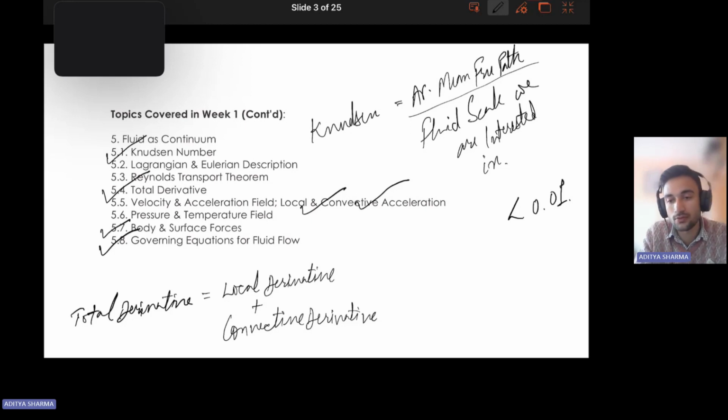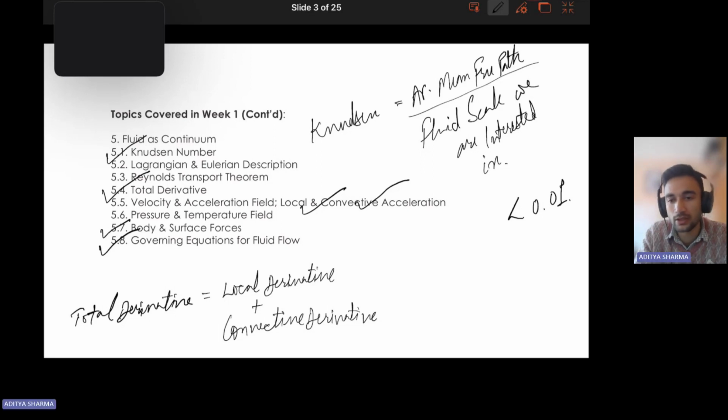Finally, governing equations for the fluid flow were discussed. The continuity equation, which is nothing but the conservation of mass equation. Then there is the momentum equation, which is nothing but Newton's second law, force equals mass into acceleration. Here the force is nothing but the body and surface forces acting on the fluid, and the impact of these forces is the change in the velocity field of that fluid.